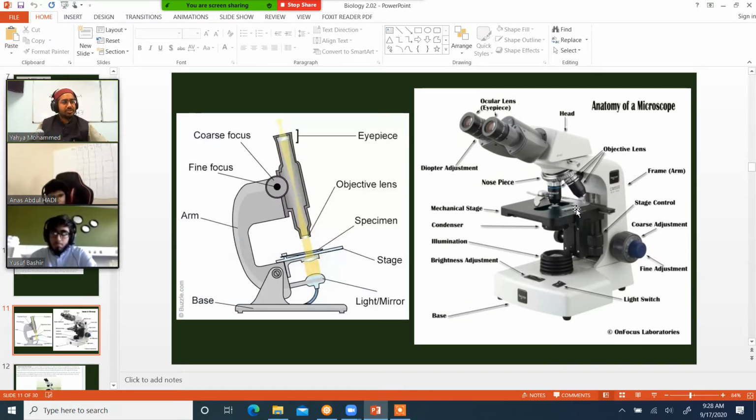This is called the stage, and so you're moving it up and down, up and down. The coarse adjustment moves it up quickly, but when you get close, then you use the fine adjustment. Basically, the fine adjustment moves the stage up really slowly. The coarse moves it up quickly, right?